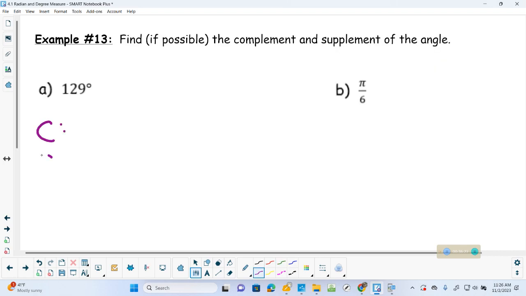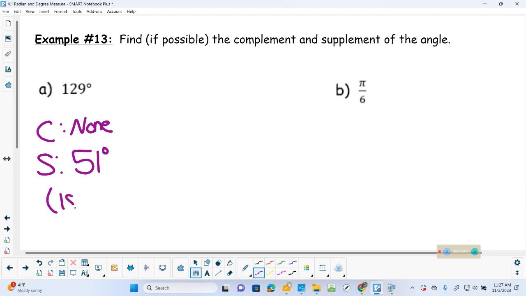Complement, supplement. I don't like the 129 for complement. Why am I already angry with the 129? It's already over what? 90. So we don't have one. We don't want to use a negative angle. Now, supplement. How much more do you need to get to 180? 51.